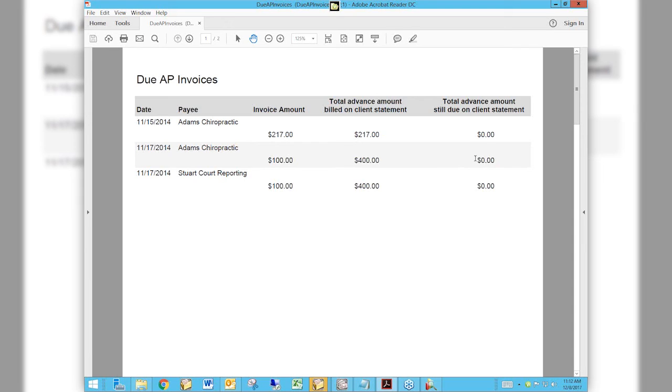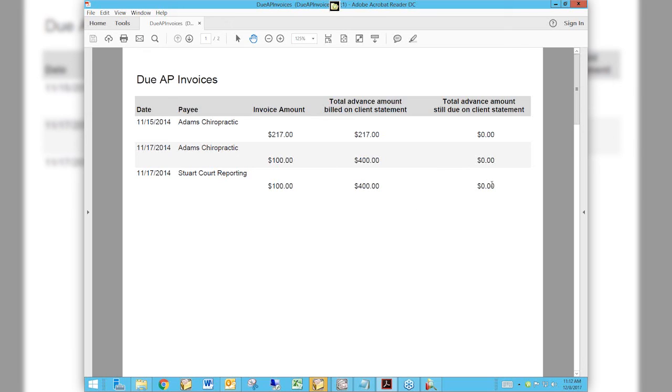And then we have to make a decision about whether or not we're going to pay Adams Chiropractic because the clients only paid half of their advances that appeared on that bill, and therefore we don't know whether the intention was to pay for Adams Chiropractic or not. Now, this doesn't happen very often. As you'll see in our sample data set, all of the invoices that were billed to the client of the firm have had all of the advances paid off.